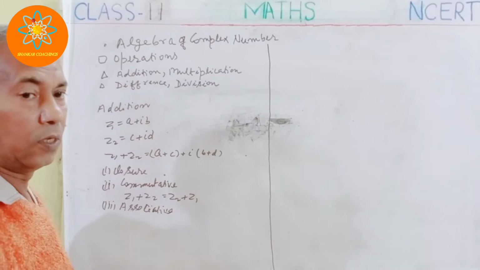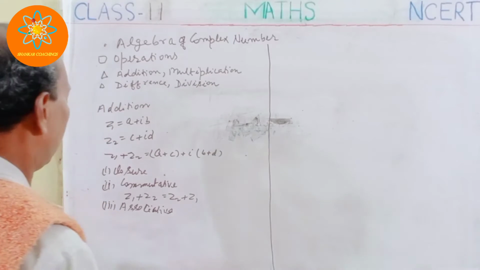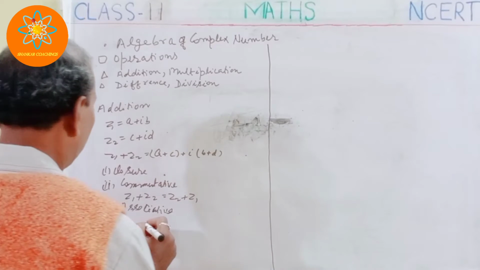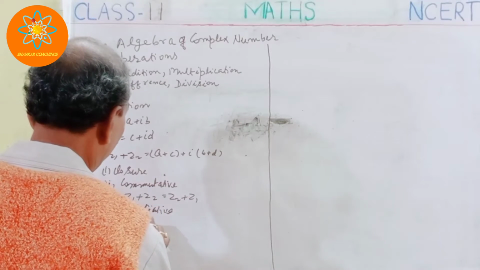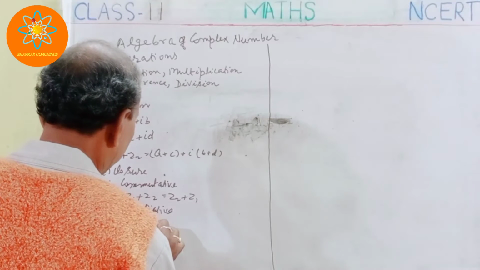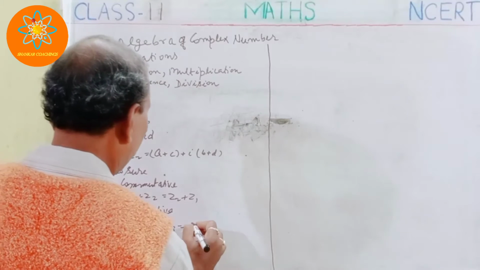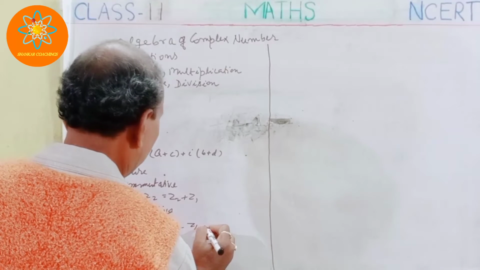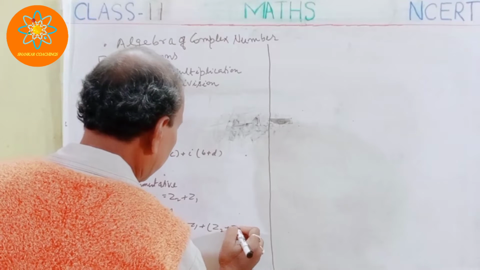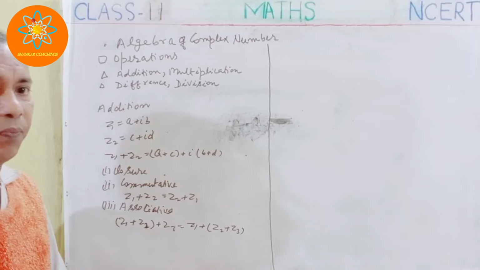In the associative property, let's suppose I have three complex numbers z1, z2, z3. So for (z1 plus z2) plus z3, that is equal to what? That is equal to z1 plus (z2 plus z3). So this is the associative property.